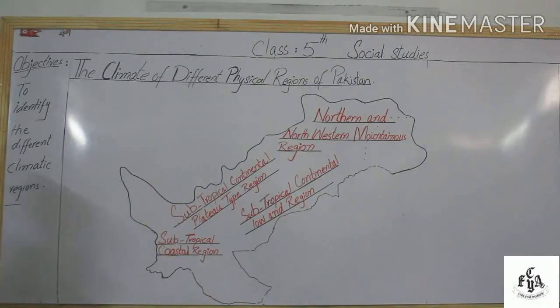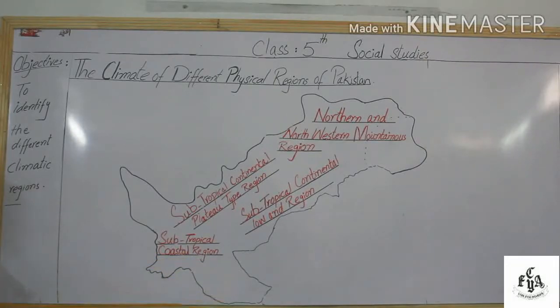Okay, now the third region is the subtropical continental low region. This region includes plain areas of Punjab and Sindh. Here the summers are very hot, but the temperature falls considerably during the winters. The weather remains pleasant during the months of February and March. Monsoon rainfall occurs during the months of June, July and August in various cities like Lahore, Faisalabad, Khushab, Sialkot, Gujrat, Gujranwala and Rawalpindi.